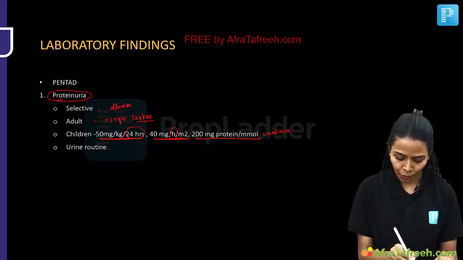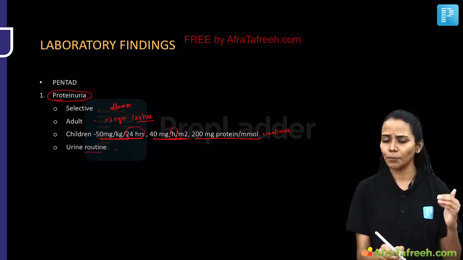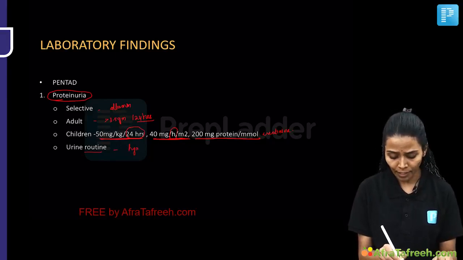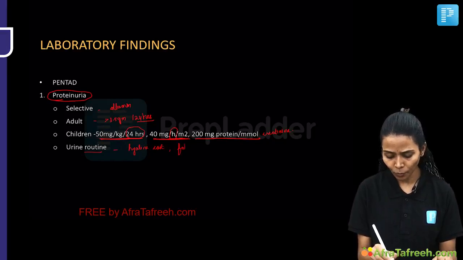Okay. Next is urine routine. Urine routine will show a 3+ proteinuria or above when in nephrotic state, and there can be hyaline cast and there can be fat globules.